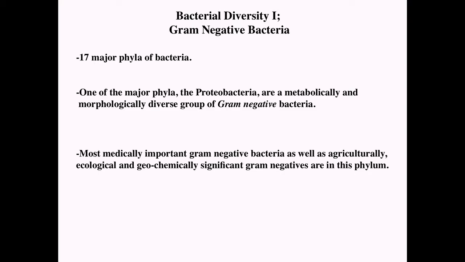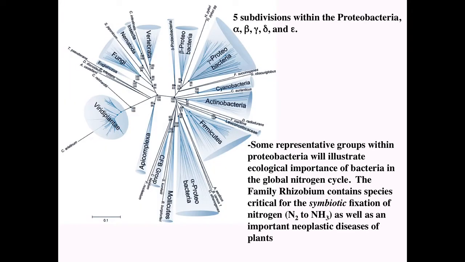But it's a metabolically and genetically very diverse phylum. Most of the medically important gram-negative bacteria are in here, but also a lot of agriculturally important gram-negative bacteria, as well as many that are very important in helping to recycle elements through the environment. And we'll cover some of that. Again, you almost have to show some kind of phylogenetic tree when you're going to talk about bacterial diversity.